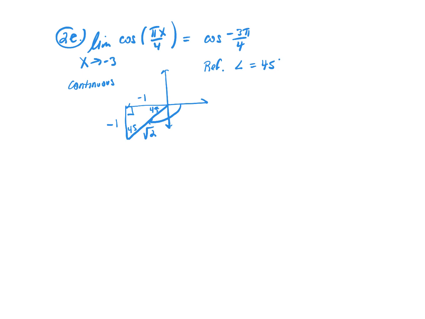So what we should know about cosine in quadrant 3 is that it's going to be negative, and cosine is adjacent over hypotenuse, so we'd have negative 1 over the square root of 2, and you need to rationalize that. So multiply numerator and denominator by the square root of 2, and we get negative square root of 2 over 2. Final answer.